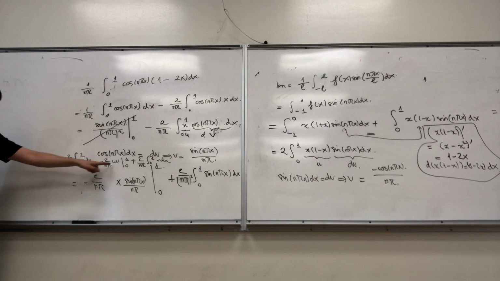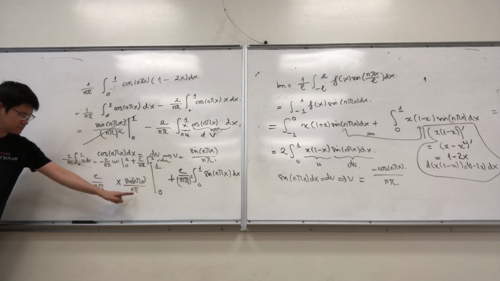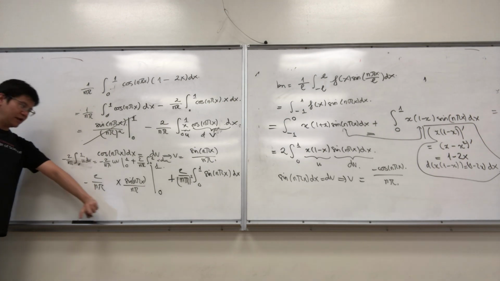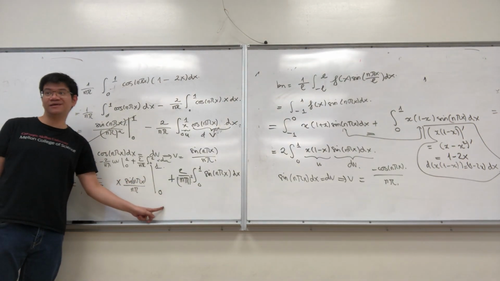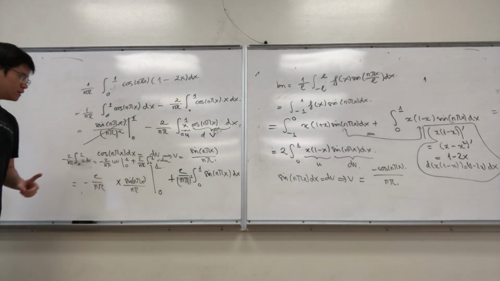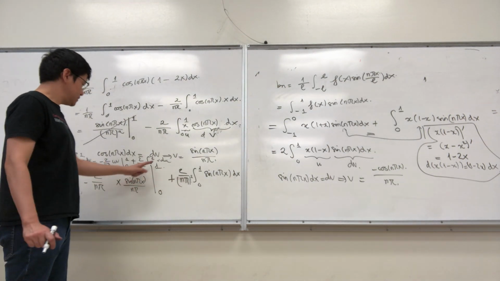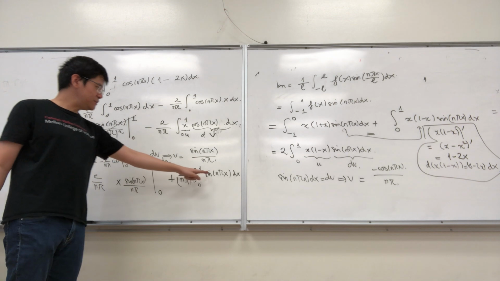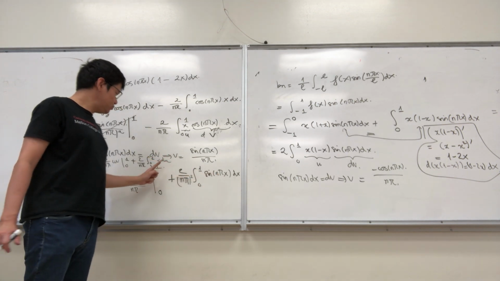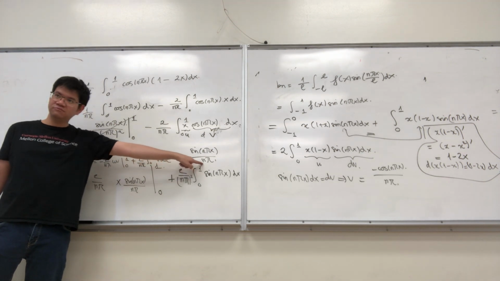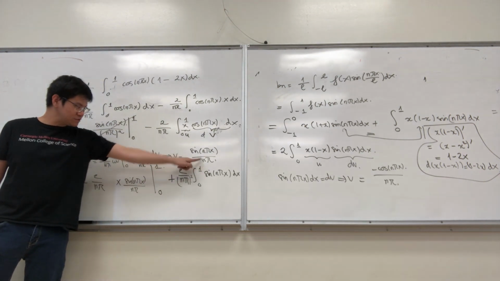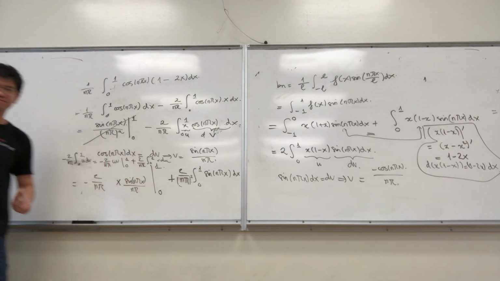So in this case, uv will be x sine n pi x over n pi, right? And I evaluate at 0 and 1, but at both values, it's 0. For the second one, I have v du. So v will be sine n pi x, and du will be dx. So this is fine. I remember to put this constant outside, so I have 2 over n pi squared, right?